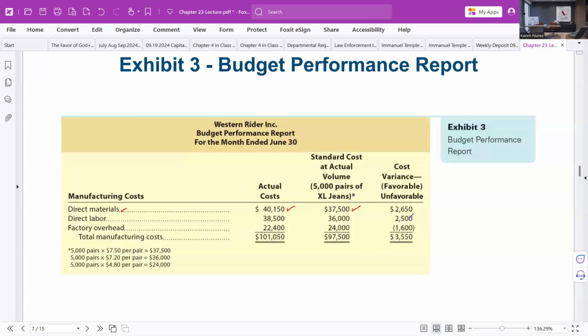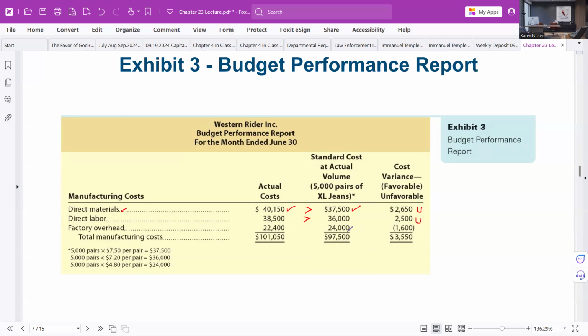So what we have is an unfavorable variance, right? This is an unfavorable variance. The actual cost is greater than the standard cost. It's greater than what we thought it would cost. So it is unfavorable. Same thing with the direct labor. The direct labor actually costs more than the standard cost. It costs more than we thought it would cost, hence we have an unfavorable variance.